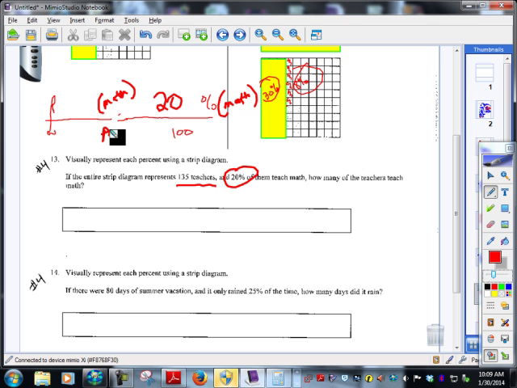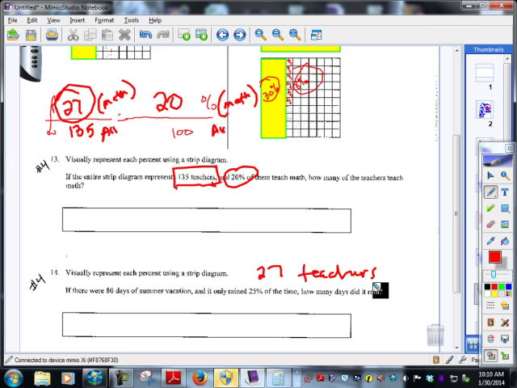Okay? This is all teachers. Putting labels on there will help you. Please do it. Please, I'm begging you to do it. So is 135 teachers representing the part or the whole? Yes, that is the whole. So before I've even done this strip diagram, I know that the answer is 27. Okay? So the answer is 27 teachers.